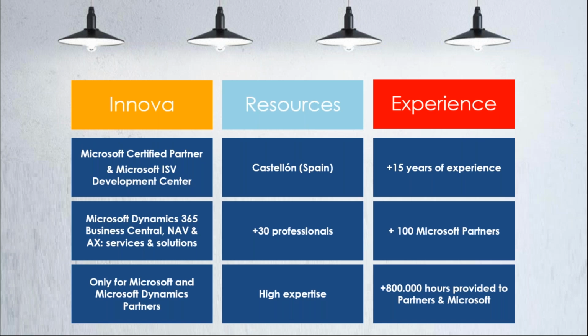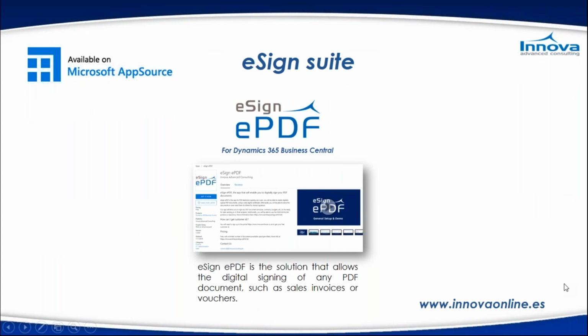we distribute our solutions and we classify them into 2 suites. First of all, on the one hand, we have the eSign suite, in which we have eSign ePDF available for Business Central, a solution that allows digital signing of any PDF document. We are going to launch a webinar also for this solution. We're going to send the invitation to you.